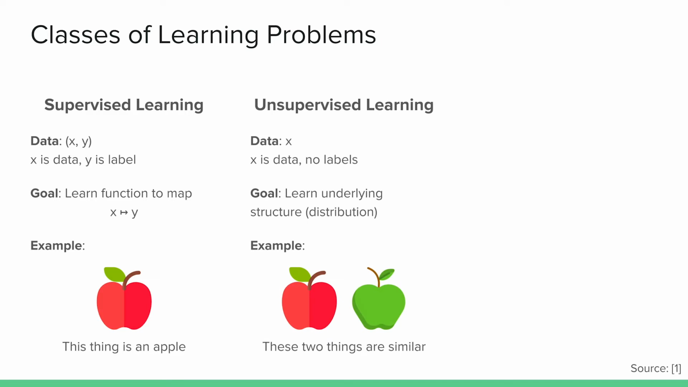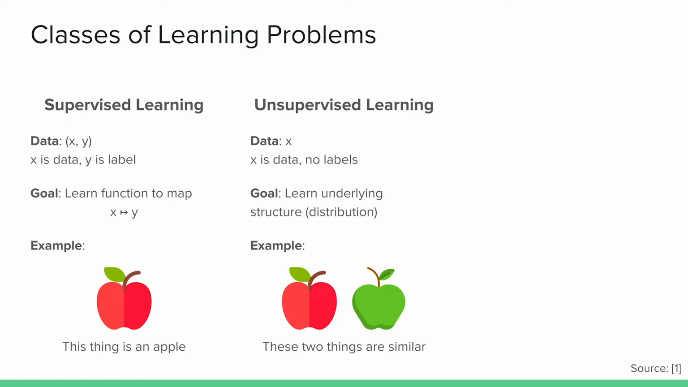The second class of learning problems is so-called unsupervised learning. And it's related to supervised learning, but there is one thing missing that you will notice immediately. There is no target label Y. So we only have our data and no one is telling us what we should map this onto.